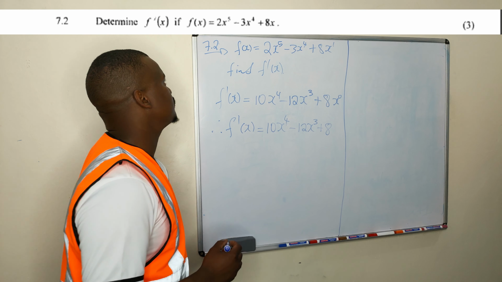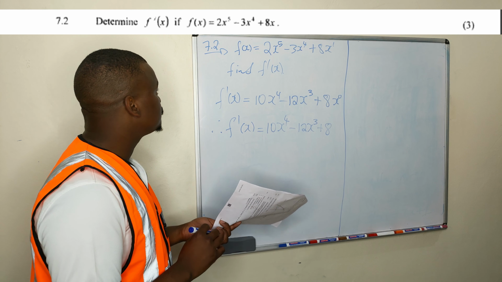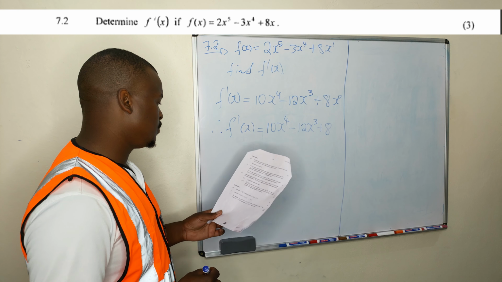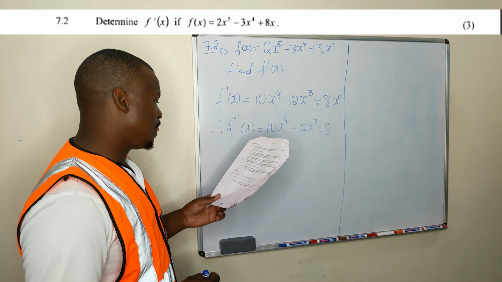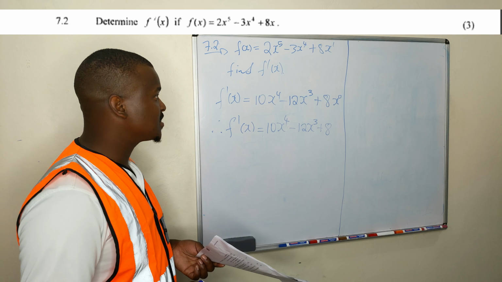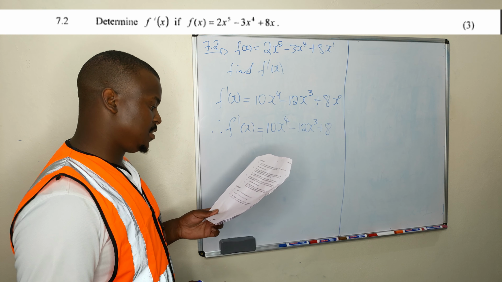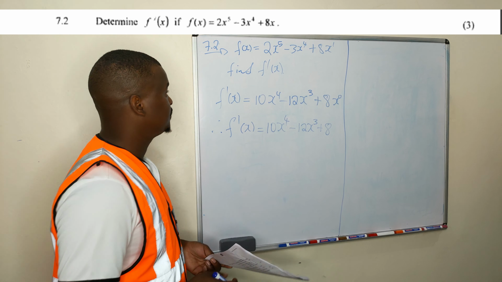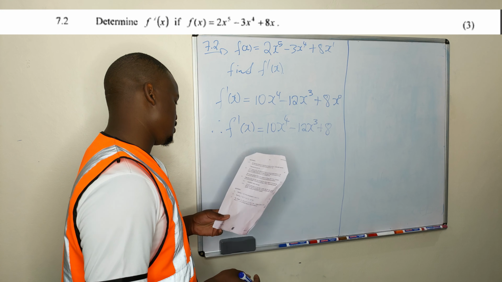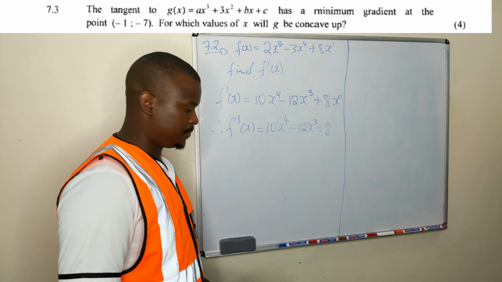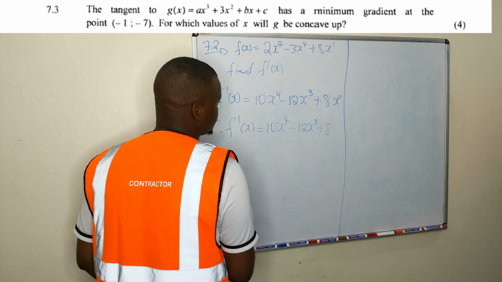So this is the derivative. This is the derivative of f. This is what they were asking. This is easy, and it's 3 marks. Very generous. Then go to 7.3. Clean the board.